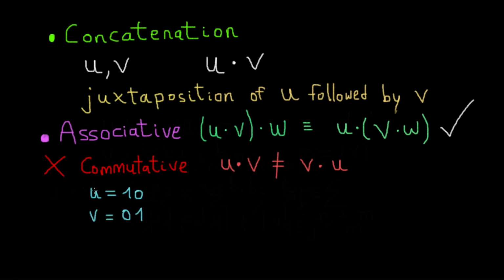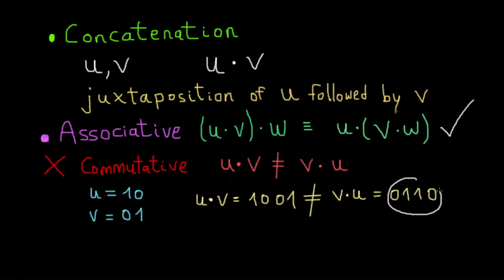If we have that the word U is the word 1, 0, and the word V is the word 0, 1, then when we concatenate U with V, we get U followed by V, like this. And this is not equal to concatenating V with U, because if we concatenate V with U, we get 0, 1, 1, 0, and this is different from 1, 0, 0, 1. So we conclude that the concatenation operation does not verify the commutative property.